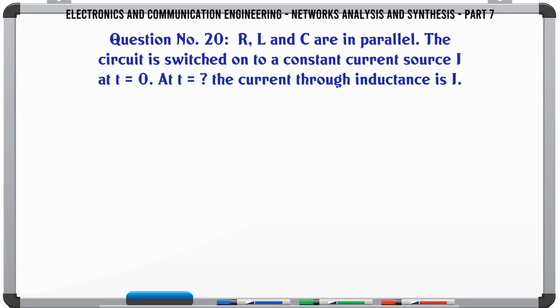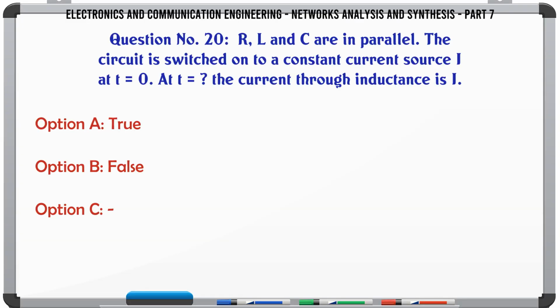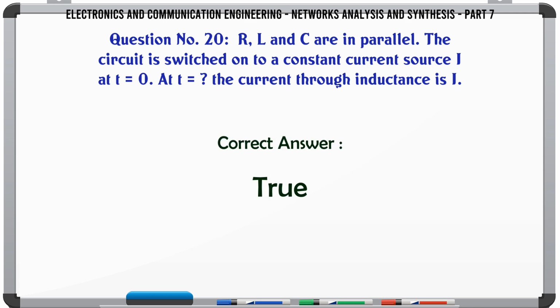R, L and C are in parallel. The circuit is switched on to a constant current source I at t = 0. At t = ∞ the current through the inductance is I. A, true; B, false. The correct answer is true.